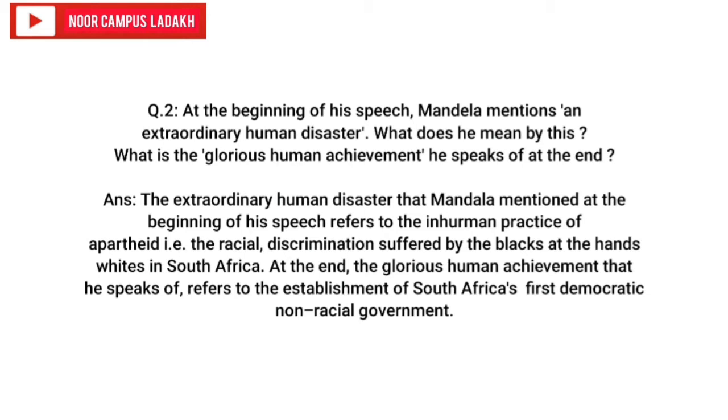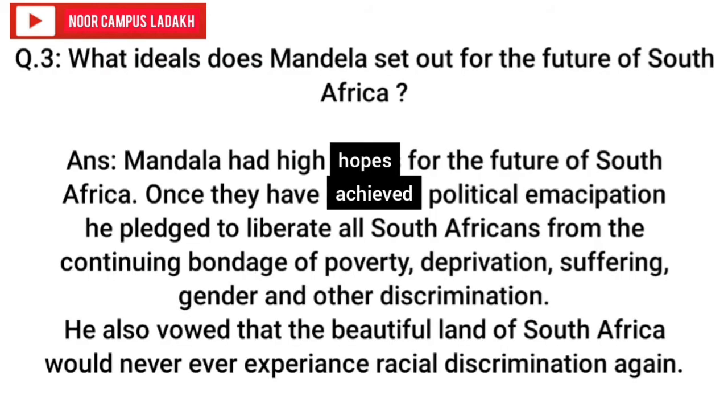At the end, the glorious human achievement that he speaks of refers to the establishment of South Africa's first democratic non-racial government. Question number 3. What ideals does Mandela set out for the future of South Africa? Answer: Mandela had high hopes for the future of South Africa.